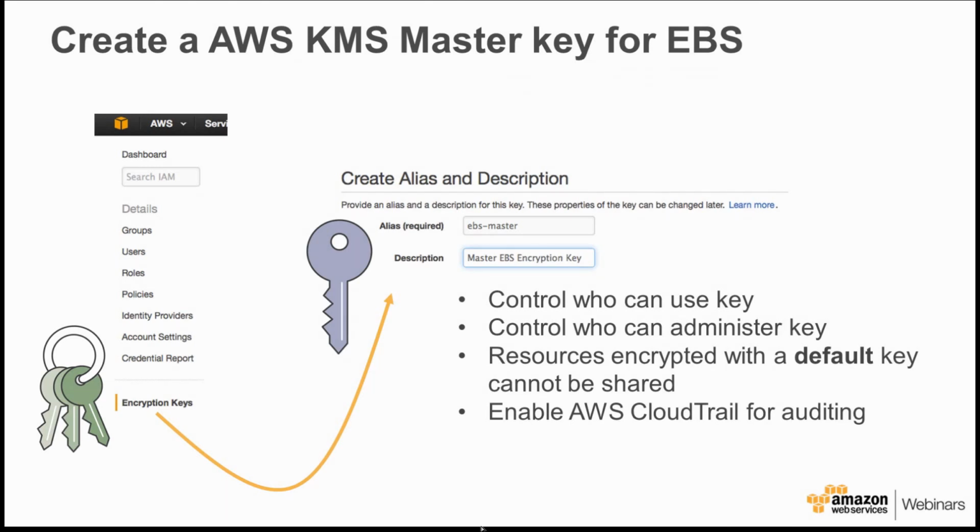We also really recommend that you enable AWS CloudTrail for auditing. If you really want to have proper auditing and checking of who is using the different encryption keys, that's all logged in AWS CloudTrail. You can see which volumes and resources have been granted access to keys.